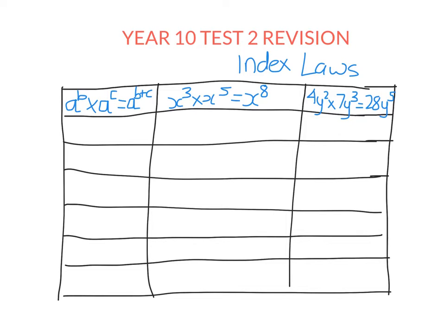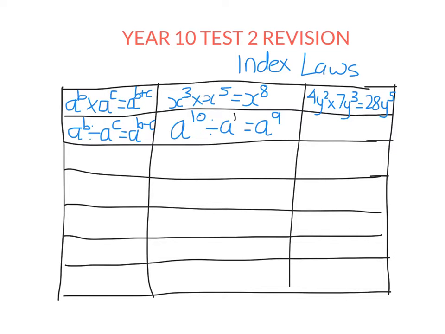How easy is that? The second index law is similar, but instead of multiplying the bases, we're going to divide them. When you divide the bases, you keep the same base and subtract the powers. For example, if you had a to the power of 10 divided by a, you keep the same base and subtract the powers. Note that a and a to the power 1 are the same thing, so this would just be a to the power of 9.